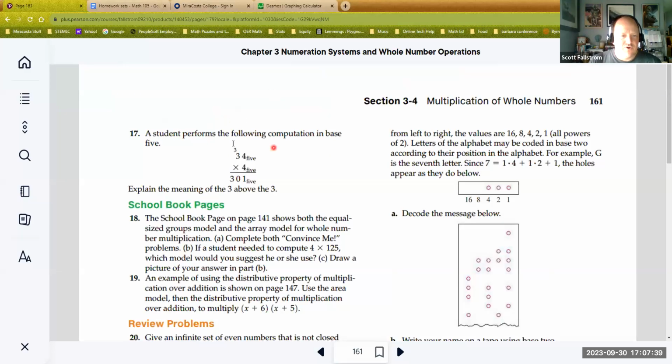And here's 17. Now we're doing computation in base 5. Explain the meaning of the 3 above the 3. And I believe they're referring to this piece right here. I would have said the 3 above the 3 in the factor. Remember, the word factor means the things you're multiplying. So I would have said the 3 above the 3 in the factor. But what does that 3 represent? We got to know when we're writing a number down, we should know what it means.